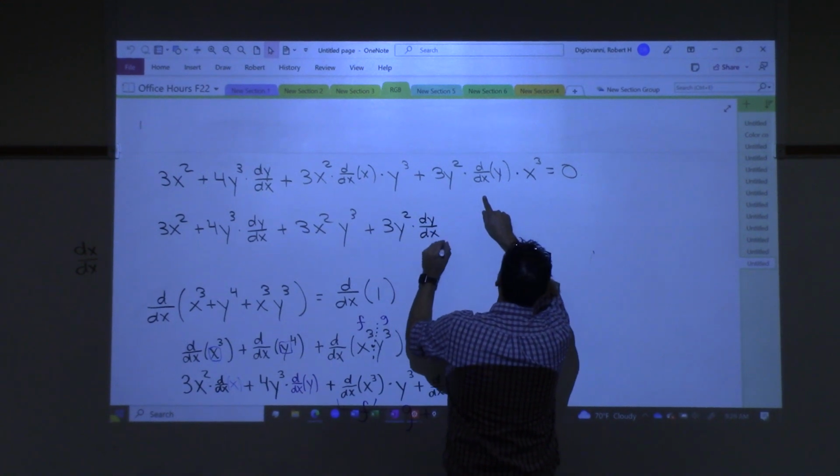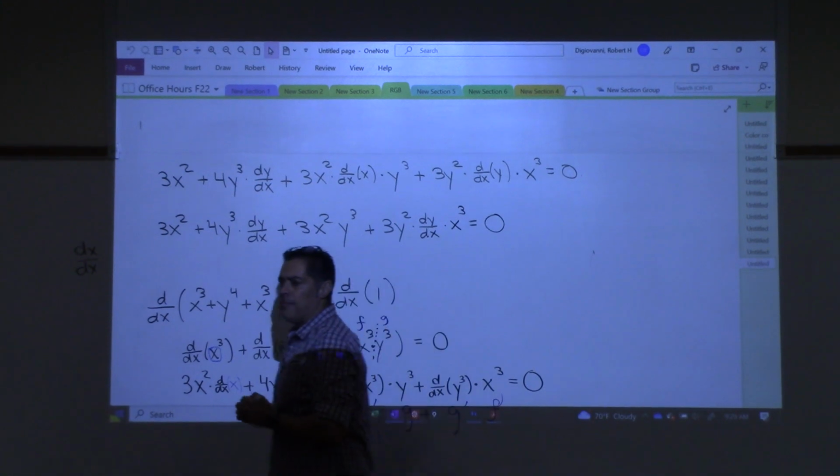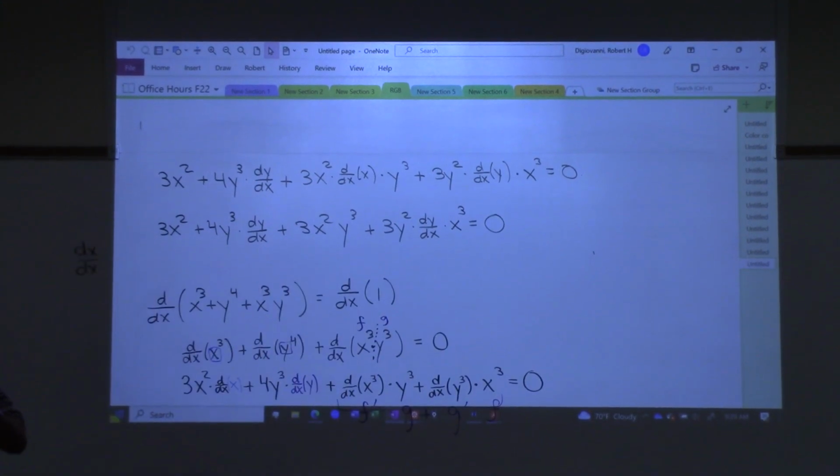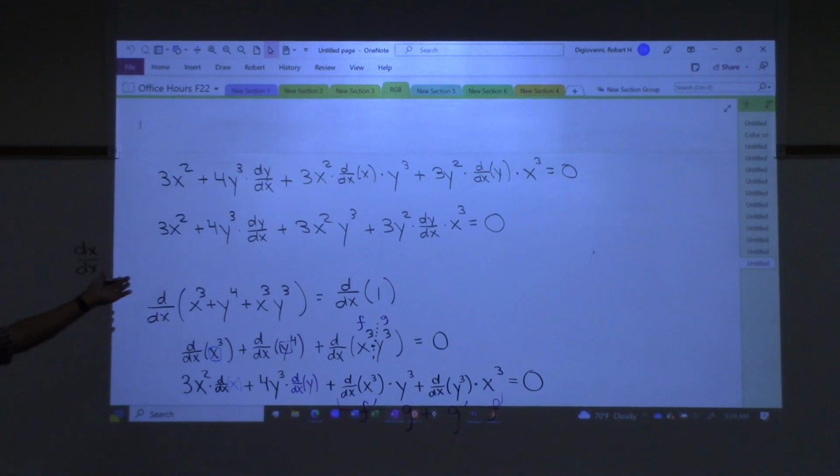I put those together, and then times x cubed equals 0. That is all we did last class, right? We did a couple of examples, and this is where I stopped. But we're actually not done, because what did the problem ask us to do? Find dy dx, right? Now we have dy dx in this equation, but we have not solved for dy dx yet. We need to try and get dy dx by itself on one side of the equation. Like, dy dx equals something.